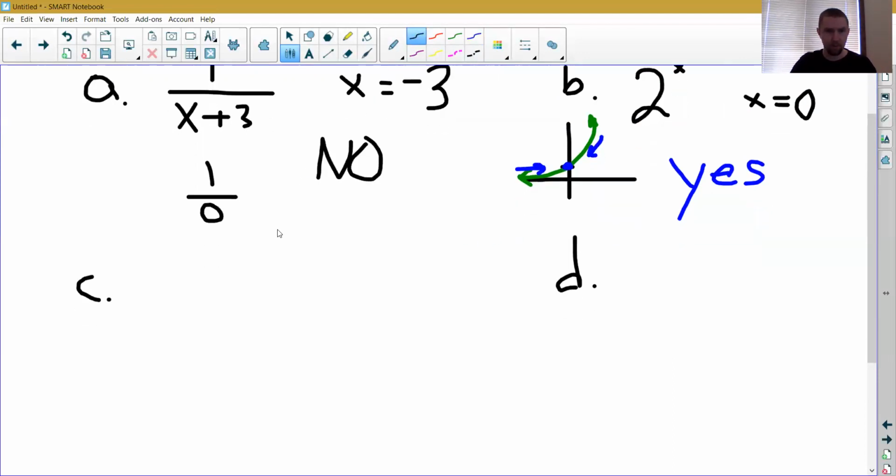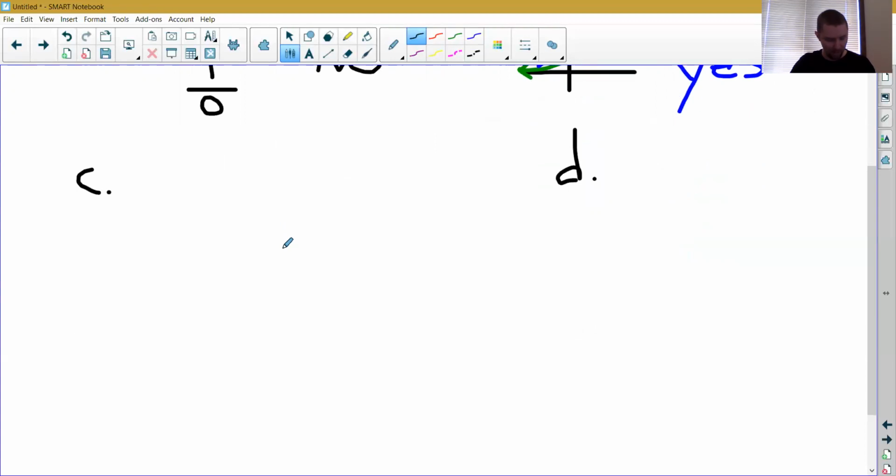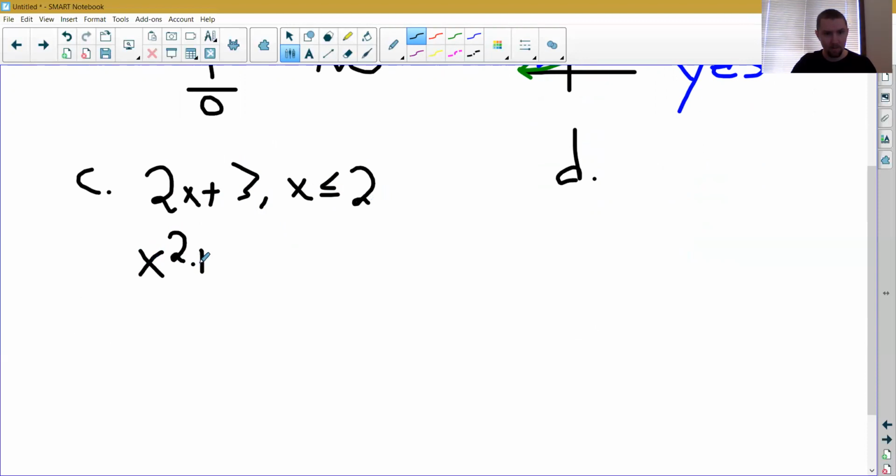Letter C gets a little bit trickier because we now get a piecewise function. So I get a 2-piece function. I get 2x plus 3 when x is less than or equal to 2, and then I get x squared plus 2 when x is greater than 2. Okay, and they're actually asking me about x equals 2, that point where I go from one piece to the other. The question is, is it continuous at that point?